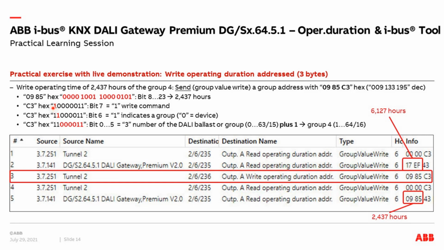So the DALI gateway knows: okay, I have to write this new value into my operating duration counter. The second bit must now be a 1, because the following numbers are now a group, and in bit number 5 to 0 we have to enter the name of the group. And remember, here we have a range between 0 and 15. In our KNX world, we think about 1 to 16, so we have to reduce the value from group number 4 to group number 3, and 3 means the bit number 0 and bit number 1 must be 1, 1. So then we have to send to the DALI gateway exactly this value 0985 C3.